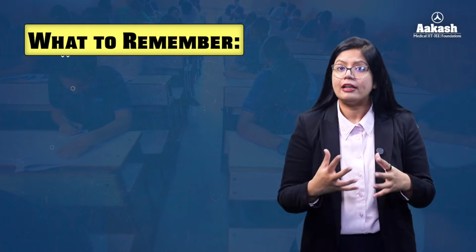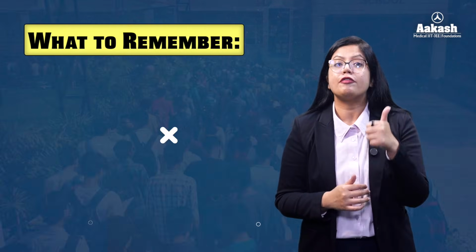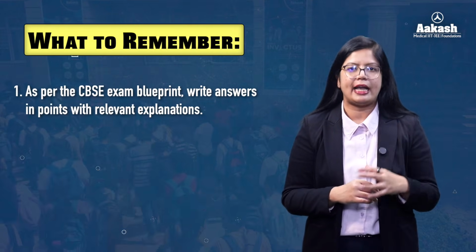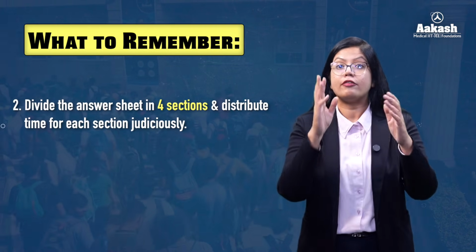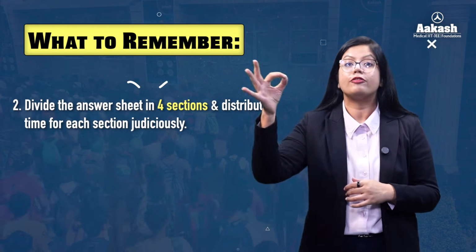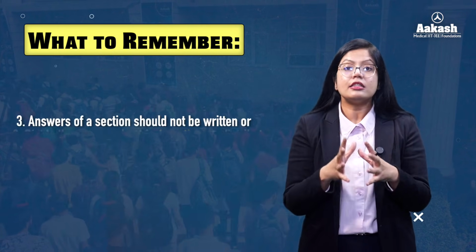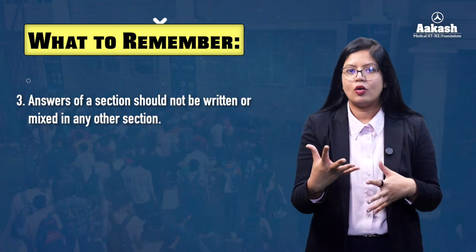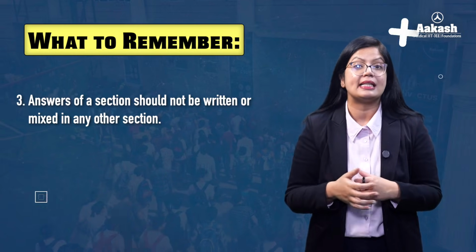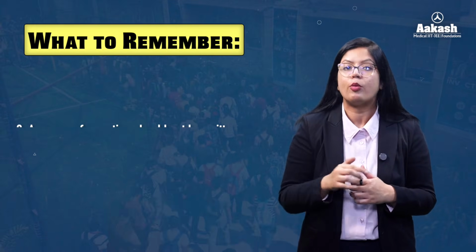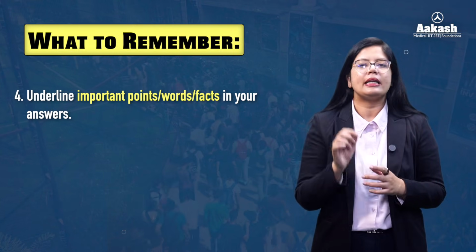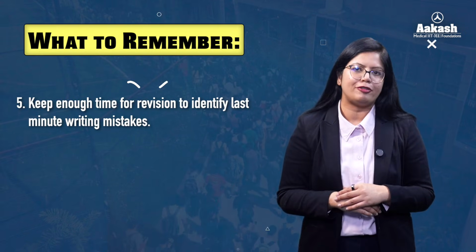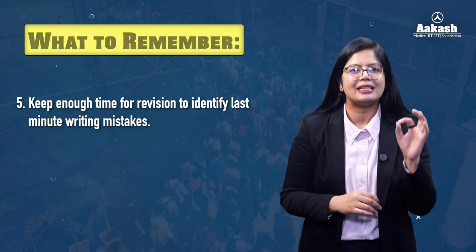Now, what to remember while writing answers in social science? First thing first, as per the CBSE exam blueprint, always write your answers in points with relevant explanation. Divide the answer sheet in 4 sections and distribute time for each section judiciously. Answer of a section should not be written or mixed in any other section, otherwise you know that it will not be marked as per the CBSE guidelines issued for this year board exam. Always remember to underline important points, words, facts in your answers, and don't forget to keep enough time for revision to identify your last minute writing mistakes.